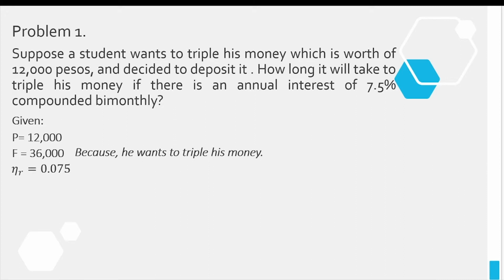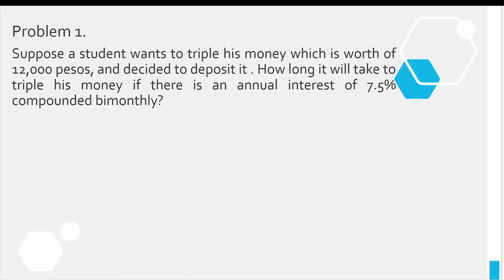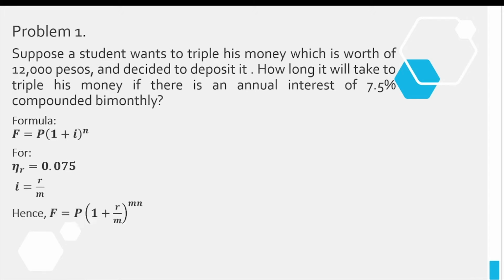Our number of compounding periods per year is 6. Bi-monthly is equal to 6. And we are going to solve for the total number of interest periods. So the general equation of compound interest is F equals P times the quantity 1 plus i raised to n. Since it is compounded for the nominal interest rate of 7.5%, the interest rate is provided as follows. Hence, F equals P times the quantity 1 plus r over m raised to m times n.